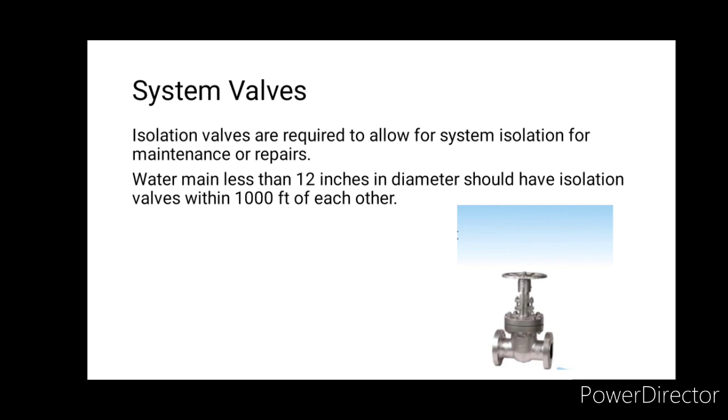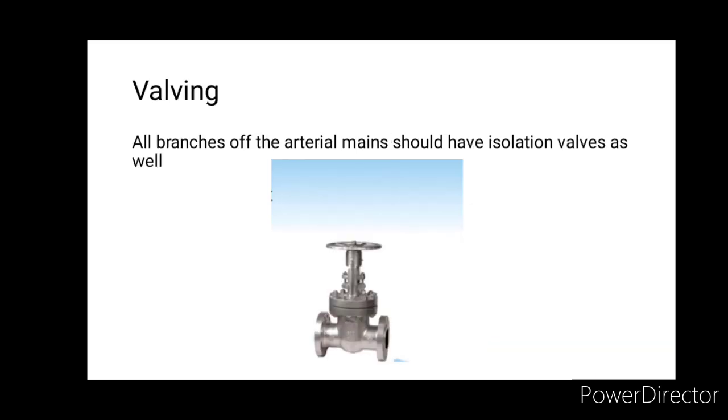System valves. Isolation valves are required to allow for system isolation for maintenance or repairs. These valves should be spaced periodically so that small sections of the system can be isolated, and a problem requires a shutdown lasting more than a few hours. Water mains less than 12 inches in diameter should have isolation valves within 1000 feet of each other.